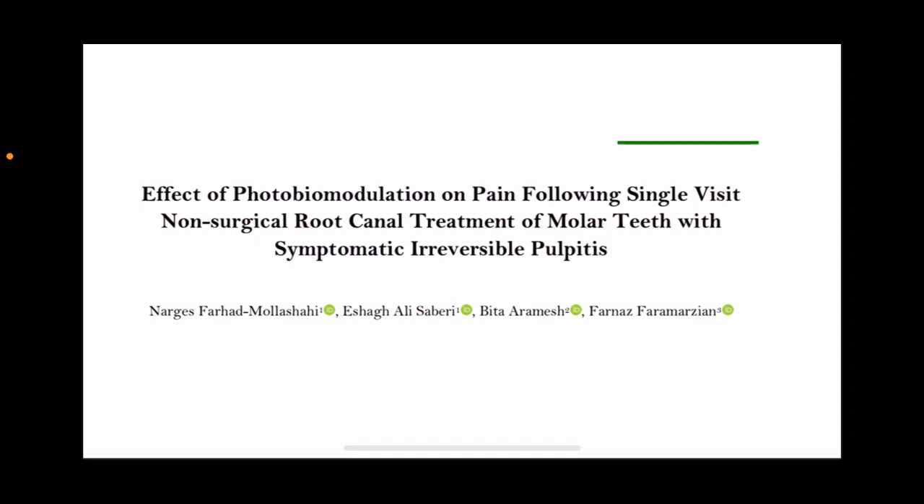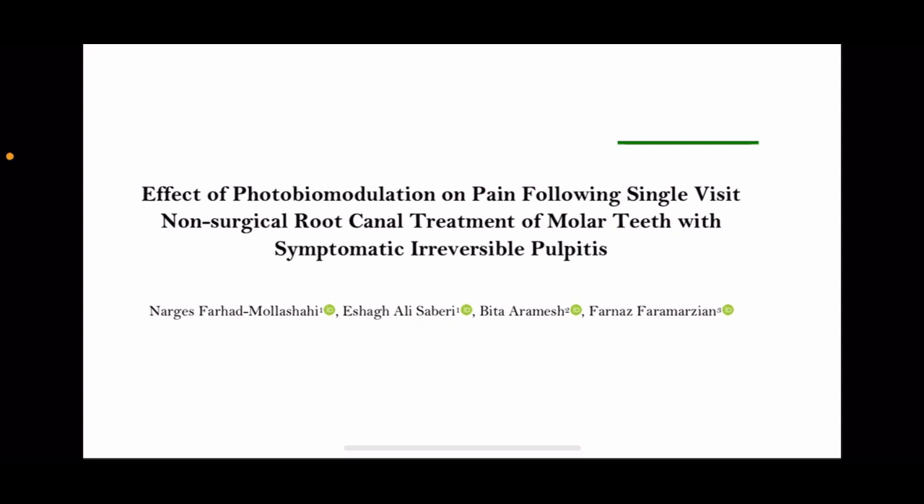Then endodontic treatments were performed by the same operator, and after completion of the endodontic treatment, the patients were randomly divided into two groups of photobiomodulation therapy and placebo, which was performed by another operator. The two groups were standardized in terms of age, gender, type of the tooth, root curvature, and severity of pain before the treatment.